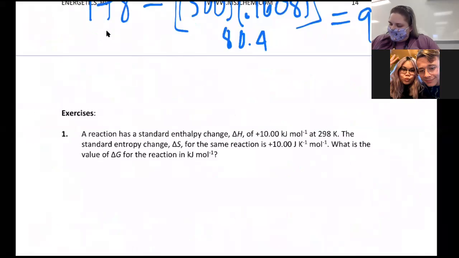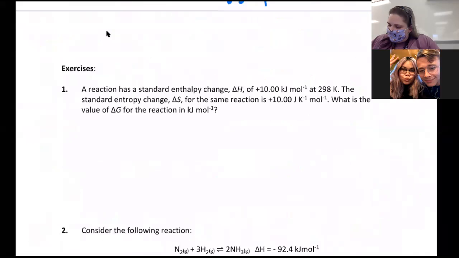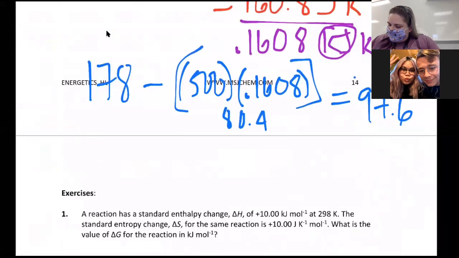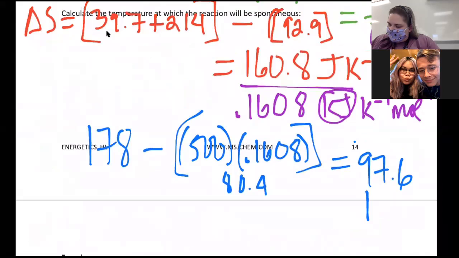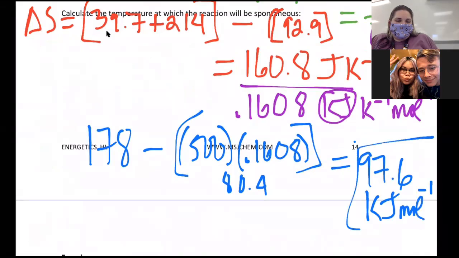So 97.6 kilojoules, and then it's mole to the -1. The other way that you can solve for delta G is just like how we solve for delta H and delta S. You can do the products minus the reactants, but only if they give you the values for the Gibbs free energy for the equation.